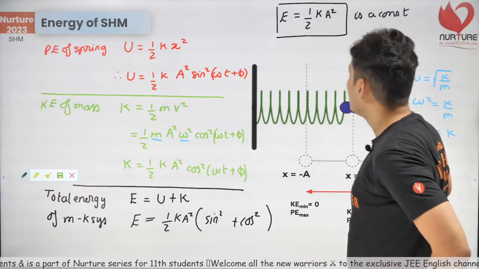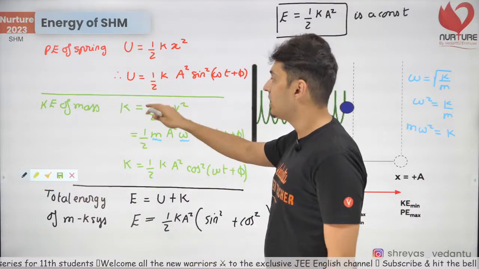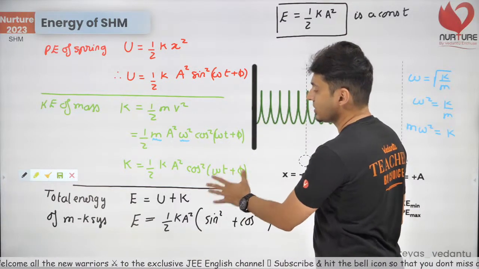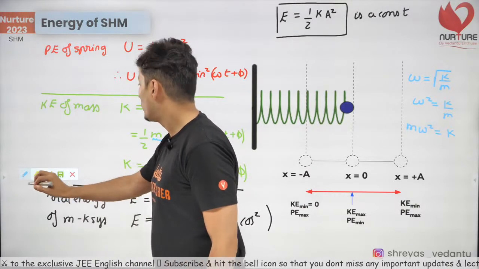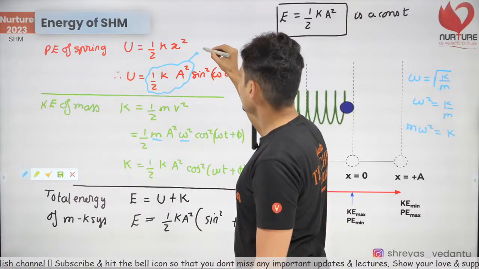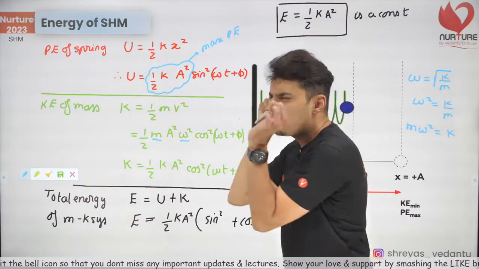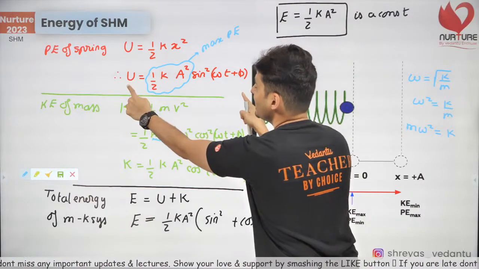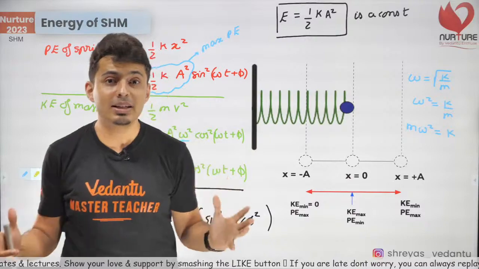Half k, which is the spring constant, into amplitude square. So you got to know the spring potential energy formula. You also know the kinetic energy formula. If one is a sine square term, the other one is a cosine square term. So you can also see one more interesting thing right over here. What do you think this half k A square term is? This is nothing but the maximum potential energy. Remember, there will be a moment when this term will become 1 and the potential energy will be the total energy. Can you quickly identify where will that be?